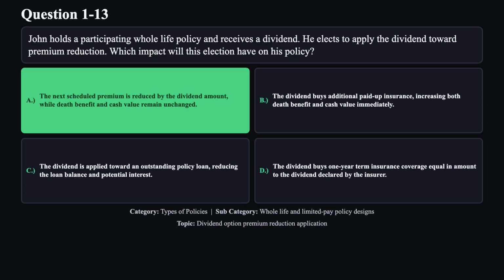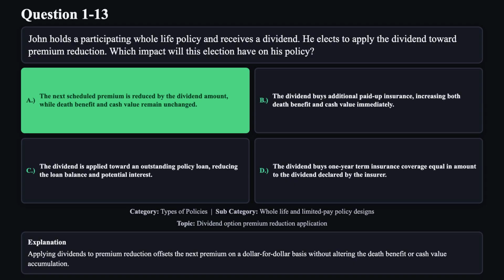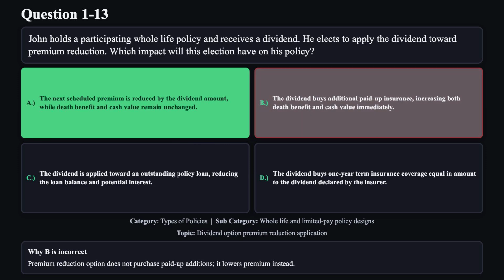The correct answer is A. Applying dividends to premium reduction offsets the next premium on a dollar-for-dollar basis without altering the death benefit or cash value accumulation.